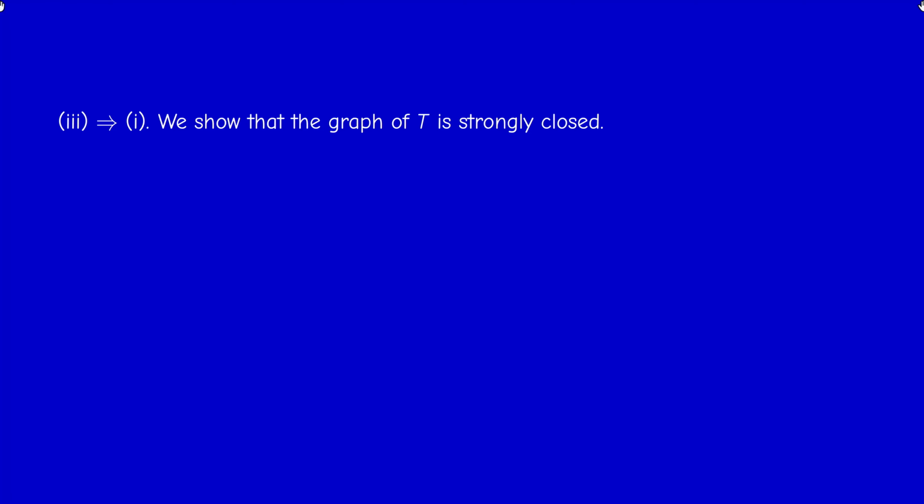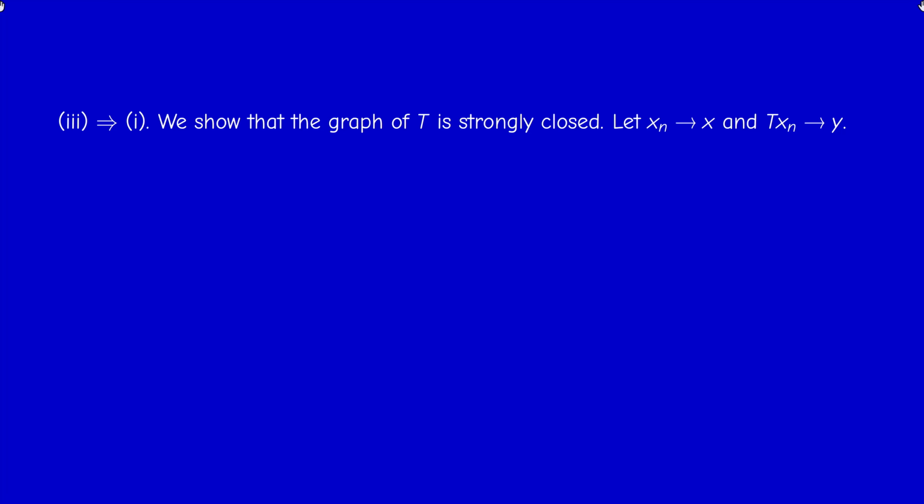Now, 3 implies 1. We use the closed graph theorem. So to show that T is continuous strong, we show that the graph of T is strongly closed. Okay. So how do we prove that? We take an element in the closure of the graph and prove that it's in the graph.